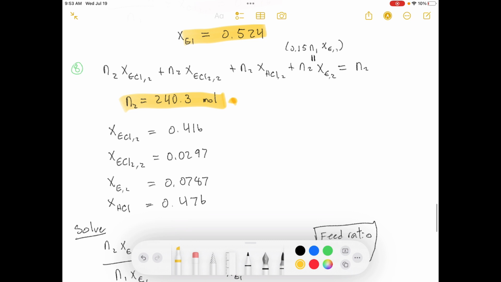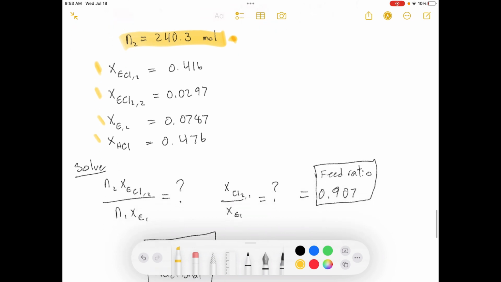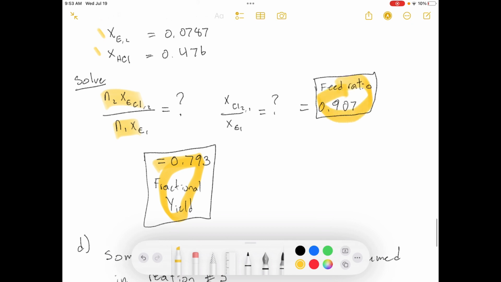Okay. We've solved for all of these at this point, and then you can solve for N2, which allows you to solve for all the rest of these. Okay. So then you just plug in the values that you solved for. This becomes the fractional yield, right? And then this is the feed ratio.